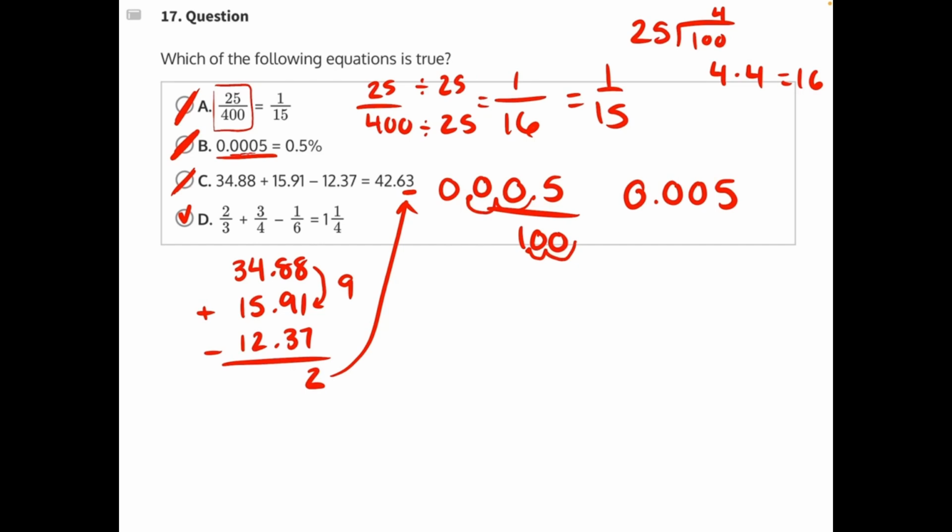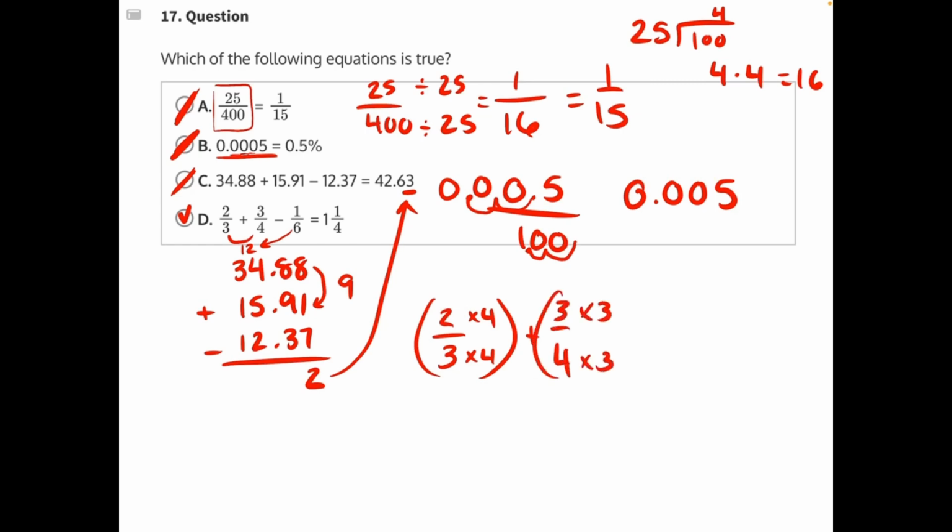To do this math in answer choice D, we would need to find a common denominator. I know 3 times 4 is 12, and 6 can go into 12 2 times, so let's make 12 our common denominator. 3 times 4 will give me 12, so I can multiply the top and bottom by 4 to get an equivalent fraction. 4 times 3 will give me 12, so I need to multiply the top and bottom by 3 there. And then 6 times 2 will give me 12, so I need to multiply the top and bottom by 2. Just rewrite that, times 2.